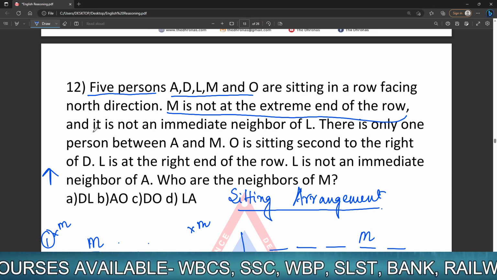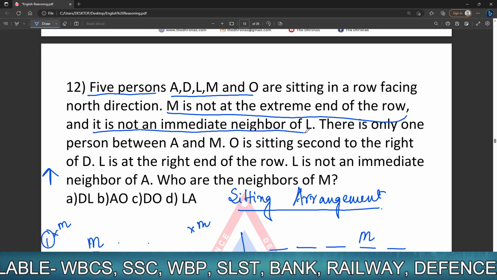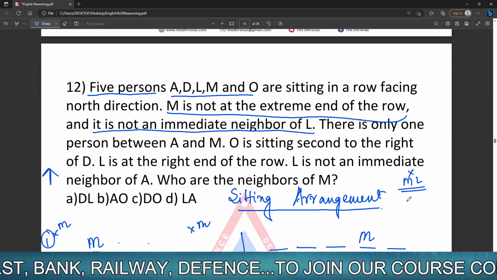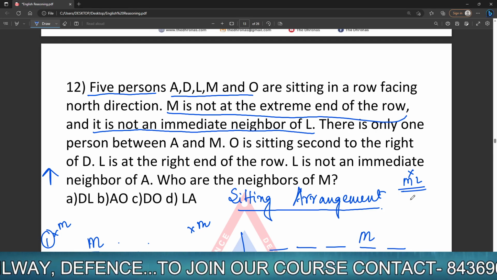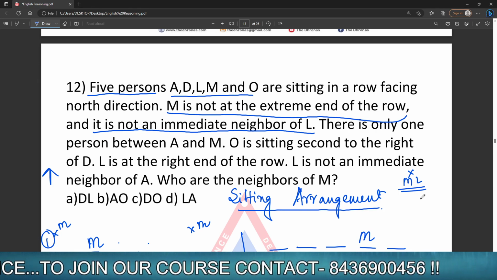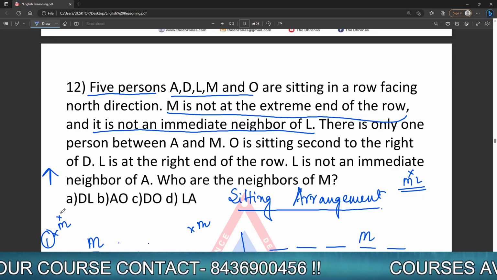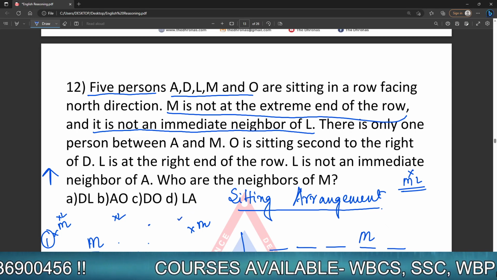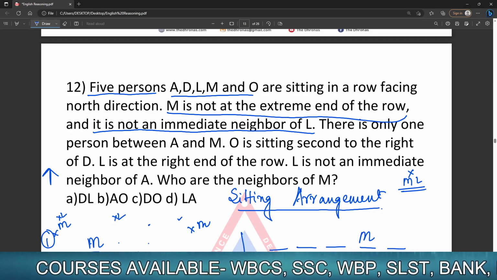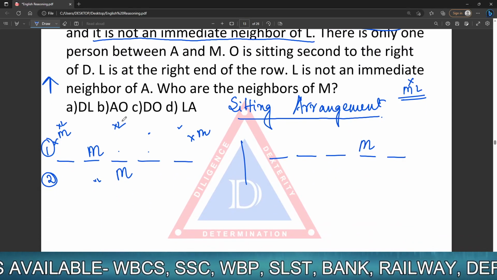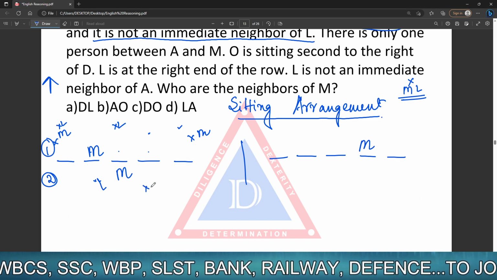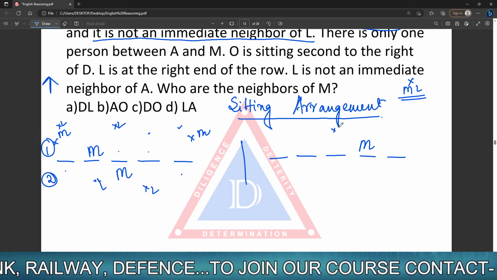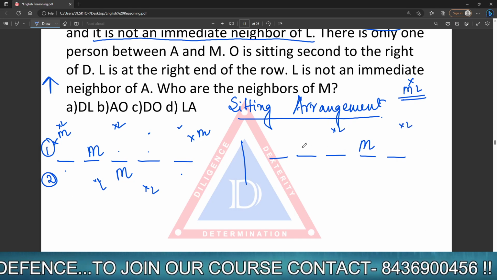And it is not an immediate neighbor of L. That means M and L are not adjacent to each other. So L should not be here, and L should not be here. Either L should be here or L should be here. In this case, L should not be here. Either L should be here or here. And in this case, L should not be here and L should not be here. So either in this or in this.